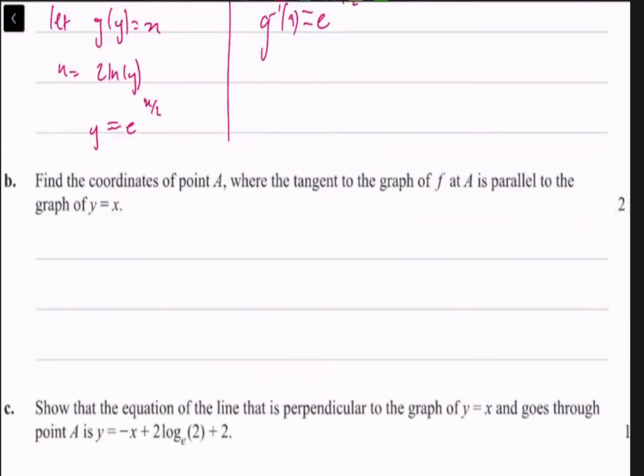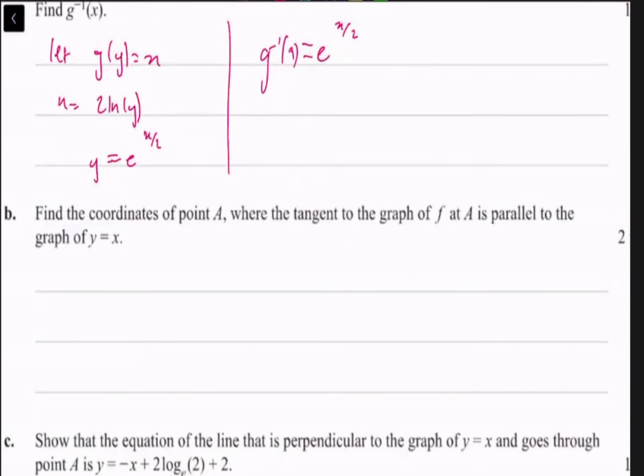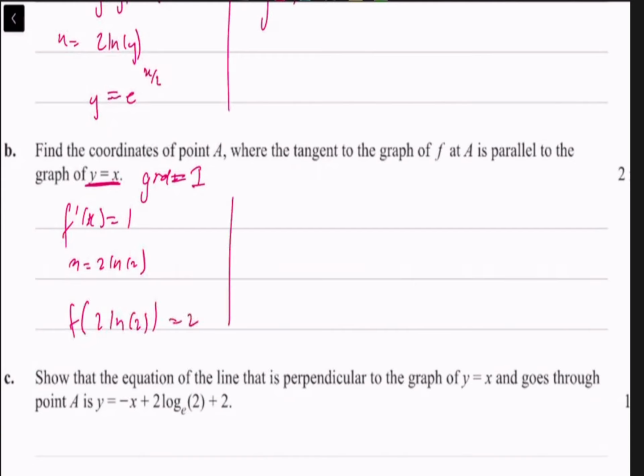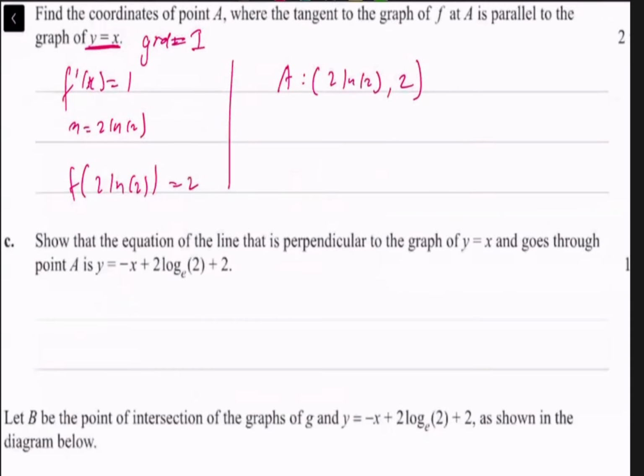So find the coordinates of A, where the tangent of f at A is parallel to the graph of y equals x. If it's parallel to here, that means the gradient is 1. So you're basically just finding when f'(x) equals 1, and you'll get x is 2 ln 2. Since we need the coordinates, we're going to have to put that back into the graph of f(x) to get 2. So then A is going to be (2 ln 2, 2).